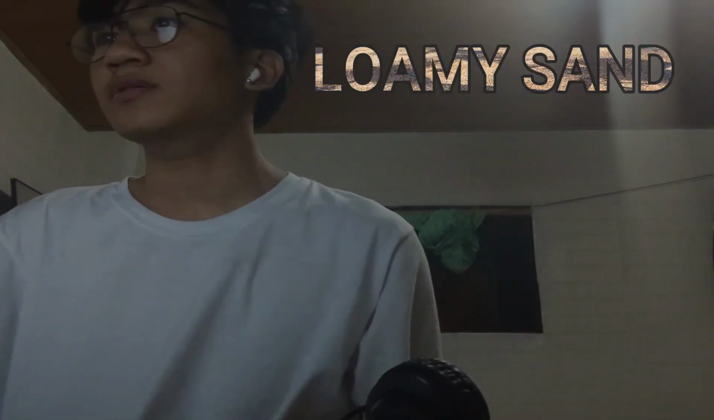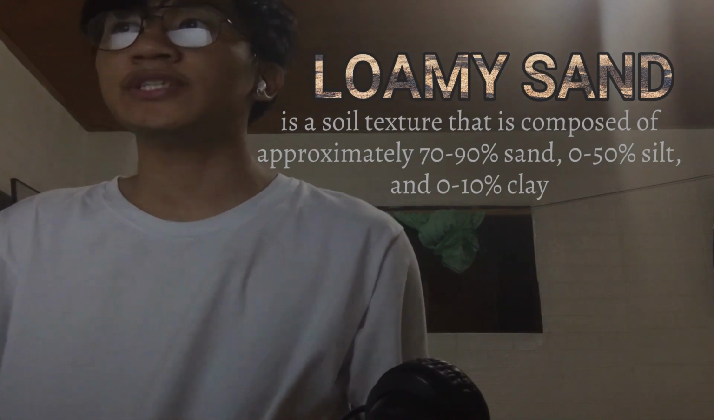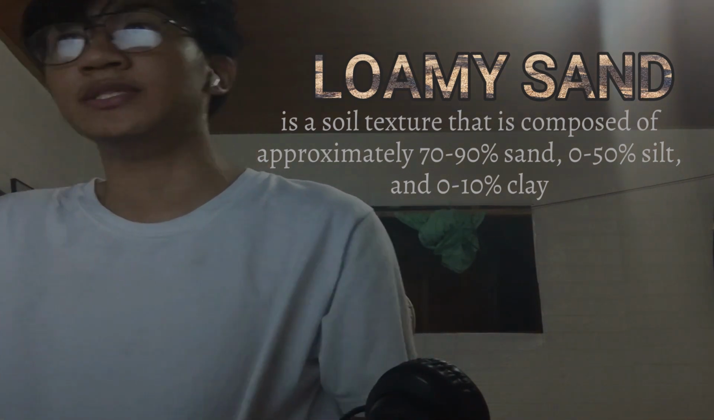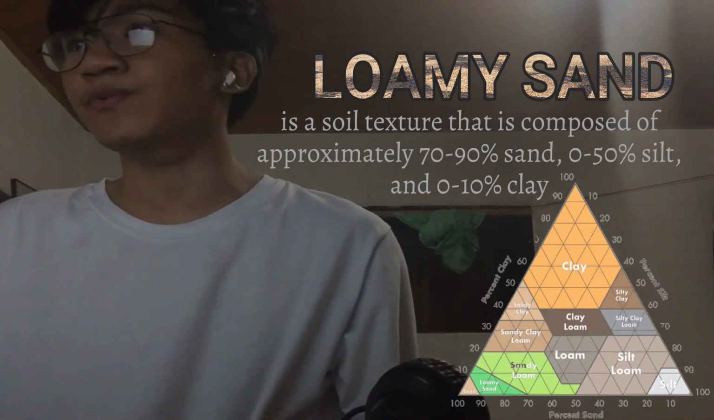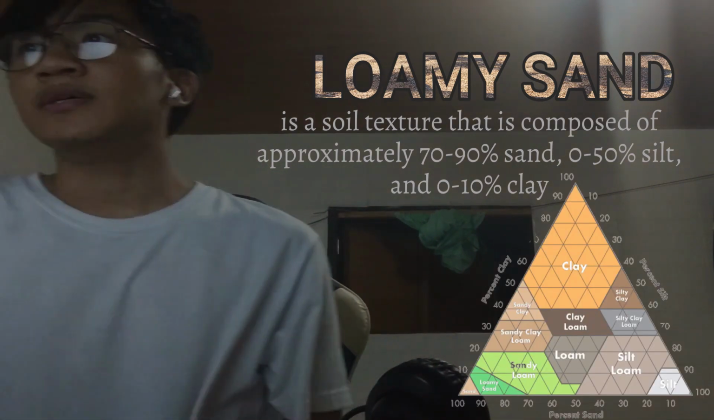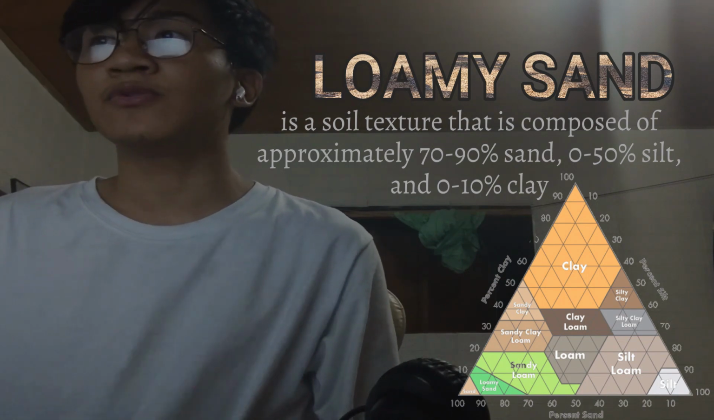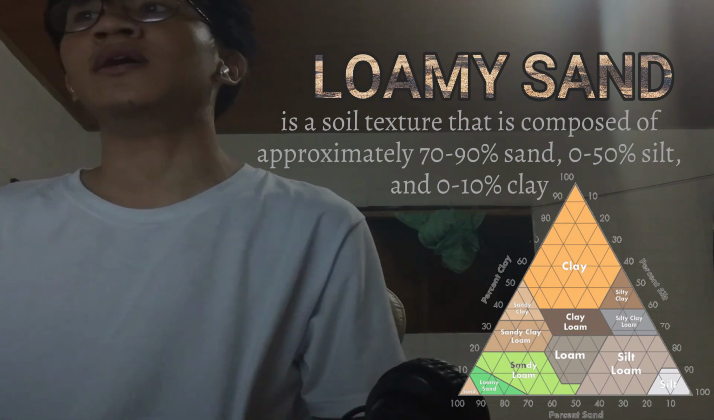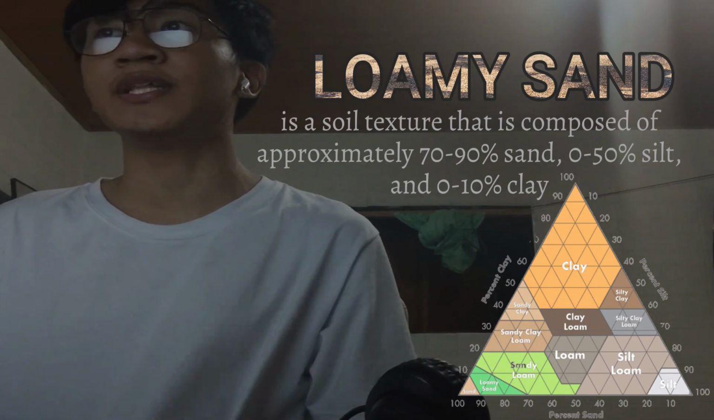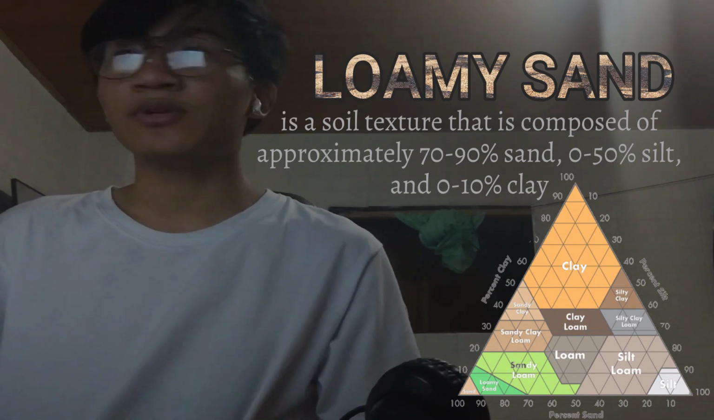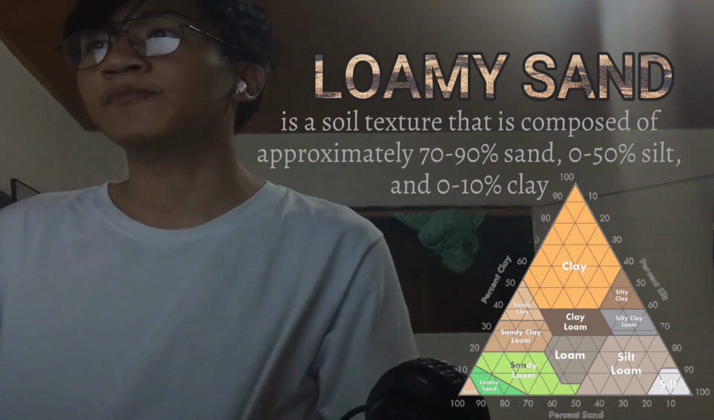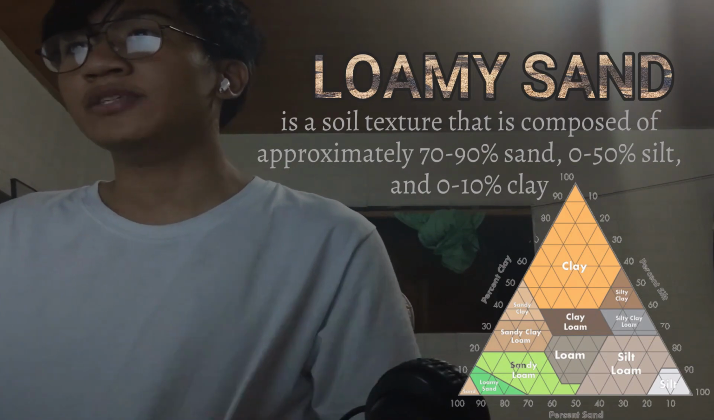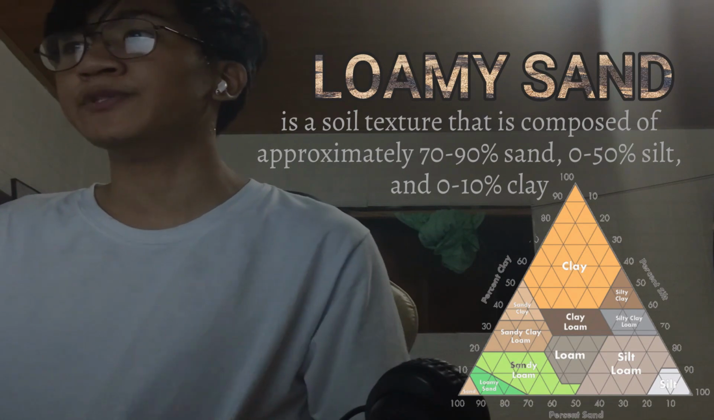Next is loamy sand. It's a soil texture that is intermediate between sand and sandy loam. It is made up of approximately 70 to 90% sand, 0 to 50% silt, and 0 to 10% clay particles. The texture of loamy sand soils is gritty with some finer particles that give the soil a somewhat smoother feel than pure sand.